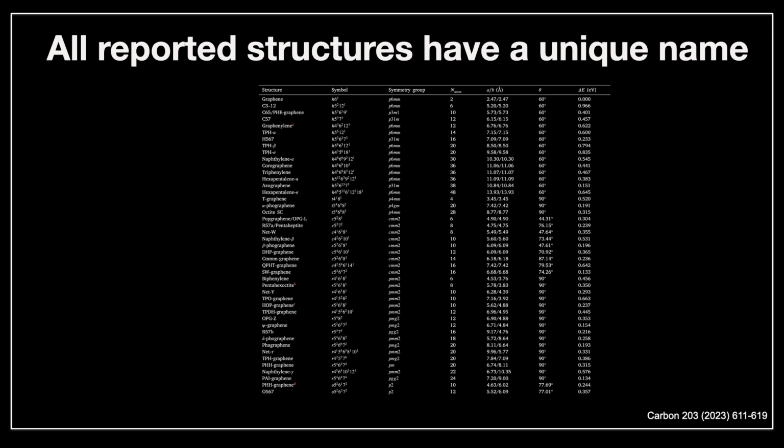The first column lists the names of the 45 structures that have been reported. The second column lists the names using the scheme I just presented to you. I'm not going to go into details on this slide; instead, I'm going to show you something visual in a second. But the point is, all the structures that have been reported in the literature so far have a unique symbol, as we said.